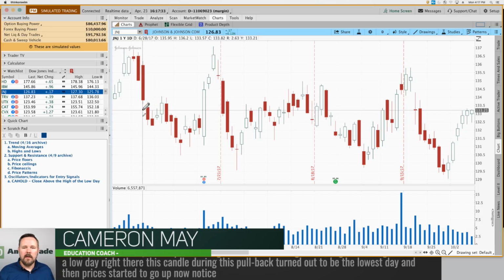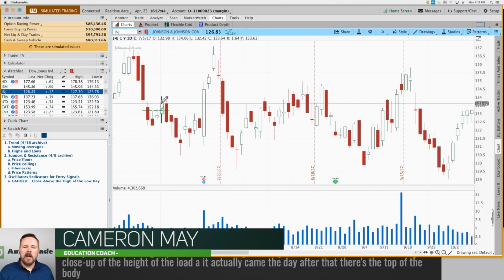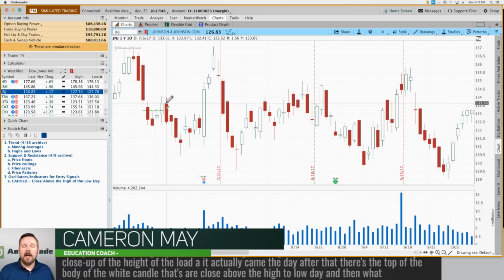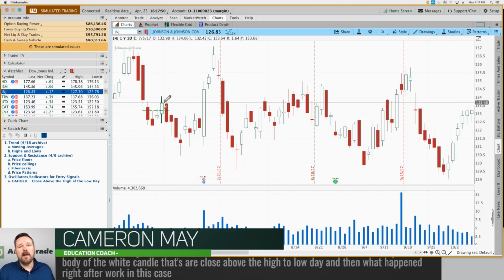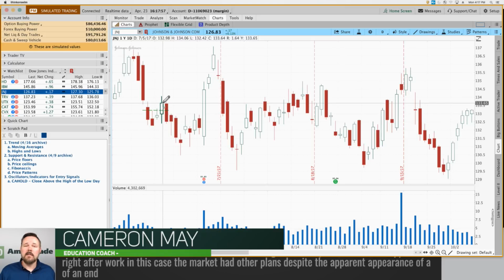Now notice the high was right here. So we didn't immediately get a close above the high of the low day. It actually came the day after that. There's the top of the body of the white candle. That's our close above the high of the low day. And then what happened right afterward? In this case, the market had other plans, despite the apparent appearance of an entry signal. Yeah, it didn't work out.